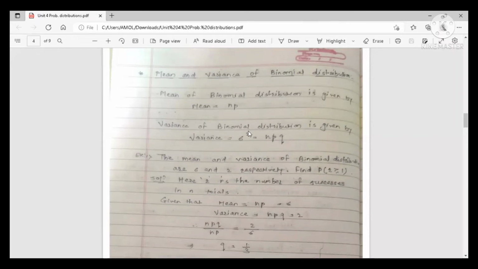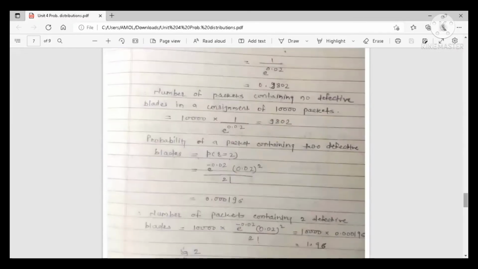Now, variance of binomial distribution is given by variance, its notation is sigma square, because for standard deviation we use the notation sigma, and for variance it is sigma square. It is equal to n into p into q. You know what is n, what is p, what is q. N is number of trials, p is probability of success, and q is probability of failure. Okay.